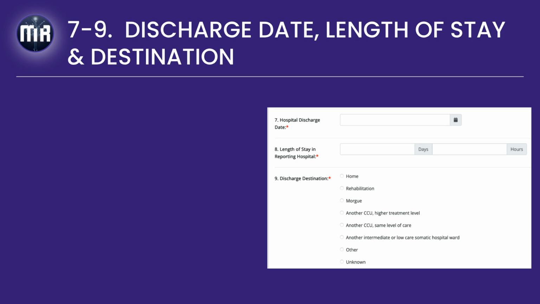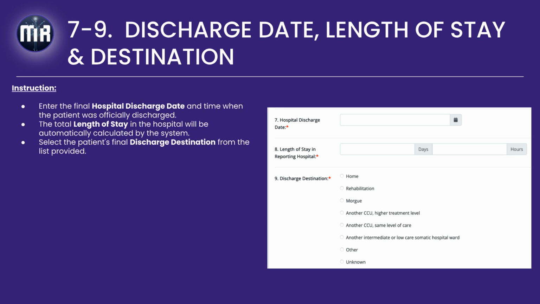Having documented the patient's clinical and functional condition at the end of their stay, we will now record the administrative details of their departure. This is covered in fields 7, 8, and 9: discharge date, length of stay, and destination. Your first instruction for field number 7 is to enter the final hospital discharge date and time. This is the official moment the patient was discharged from the hospital's care.